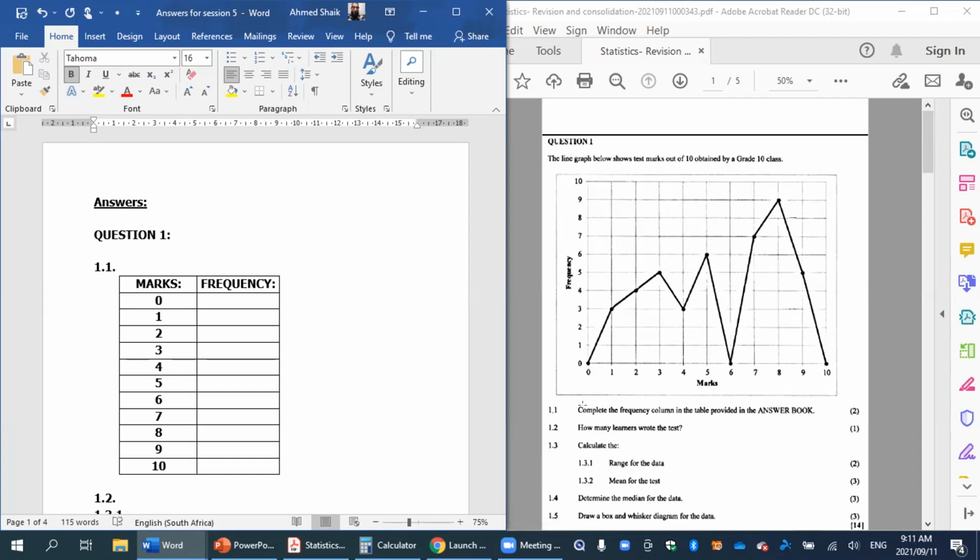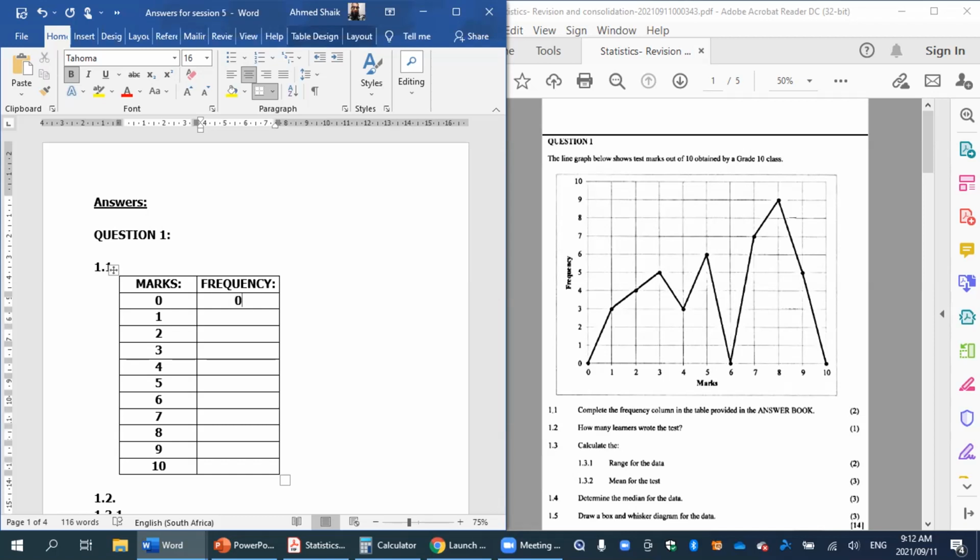So let's look at 1.1. It says complete the frequency column in the table provided in the answer book. This was the table that was provided with regards to that question. All we have to do is fill in our frequency for the data set given to us. If you're looking at mark 0, we can see the frequency is 0. Therefore, in our frequency column, we're going to enter 0.